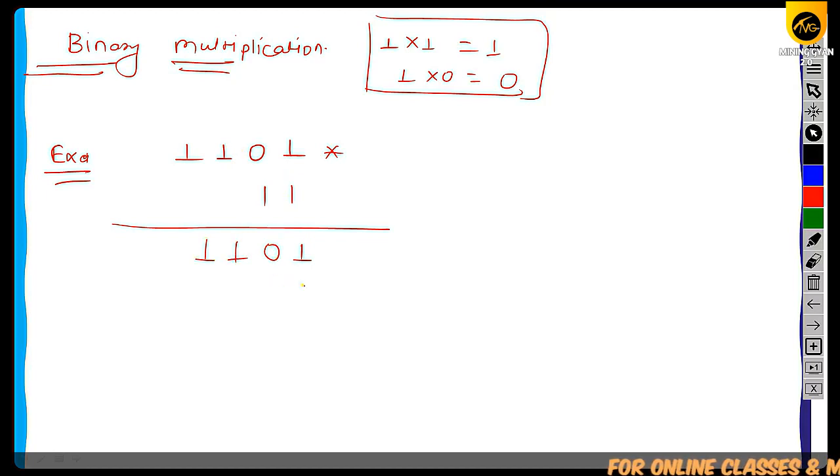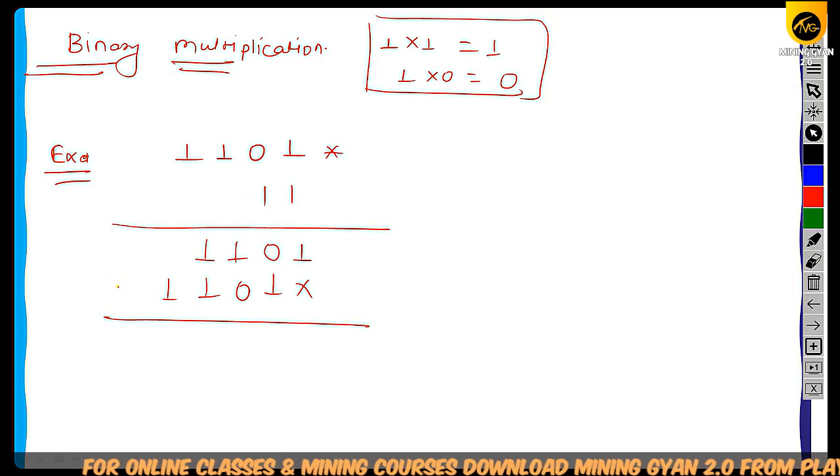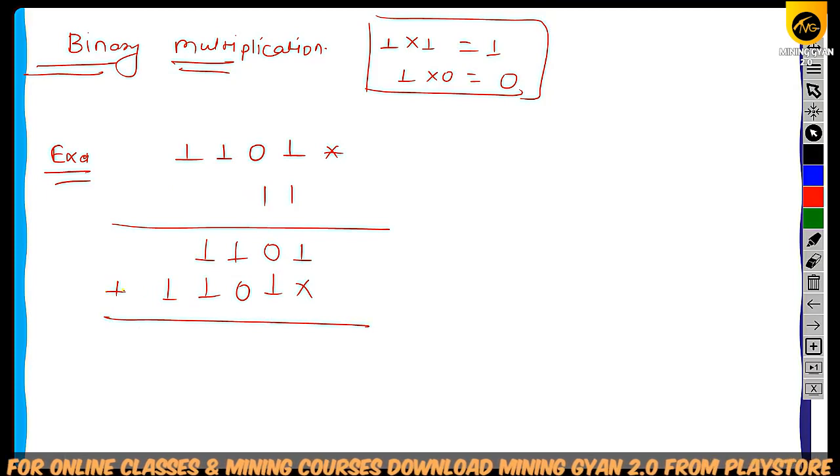Okay, now the next number is again 1. So 1 into 1, it will become 1. 1 into 0, 0. 1 into 1, 1. 1 into 1, it will be 1. Now the next thing is the addition of these resultant numbers, because in binary multiplication we have to multiply, then we have to do the addition.